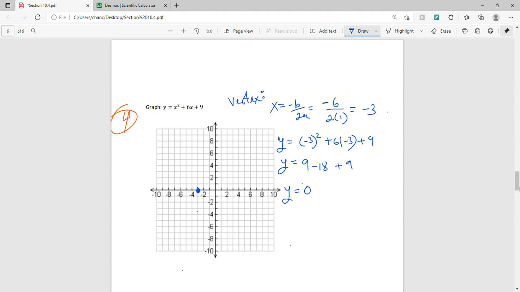Now we have the x coordinate is negative 3 and the y coordinate is 0. So what's our vertex? Our vertex is the point negative 3, comma 0. So let's graph that. It's the point negative 3, comma 0.